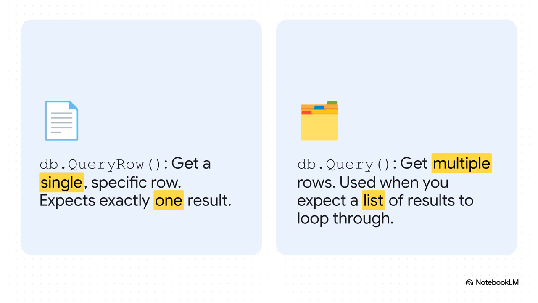All right, so John Doe is in the system. How do we get him back out? Well, Go gives us two main tools for this. If you know you're looking for just one specific thing, one user, one product, you use db.QueryRow. It's like asking for a single specific file. But if you want a whole list of things like all users or all posts, you use db.Query. That's like asking for the entire filing cabinet drawer.